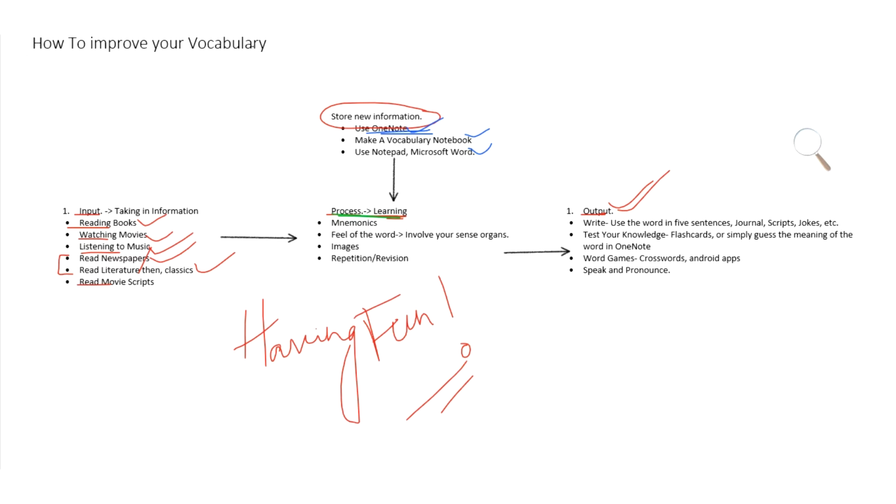You need to process the information for learning to happen. So how do you process the information? There are various techniques. There are an infinite number of techniques for learning, and I've listed down the ones that have worked for me. Personally, I find mnemonics to be a pretty effective way of learning new words.